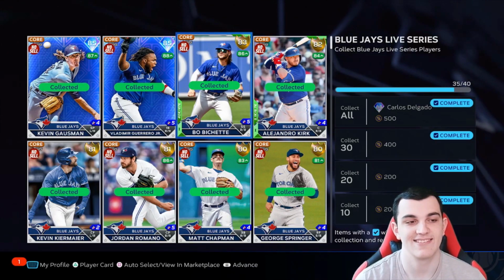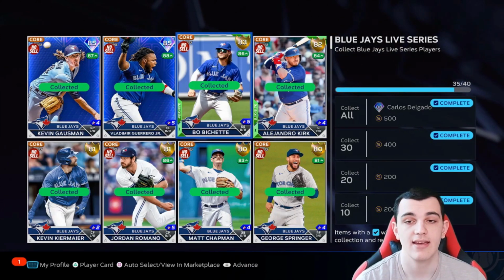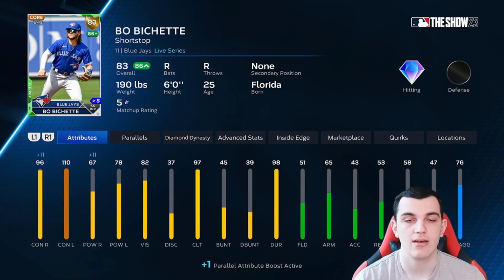So I know I'm kind of just rambling, but although his numbers did go down, if you look at his card, you have to realize that he's not going to go diamond unless he either gets an upgrade power-wise or fielding. Bo Bichette is a great player. He deserves to be a diamond, but they can't just force someone to be diamond because of how the overalls work. If you look at his card, 110 contact versus lefties, 96 versus righties.